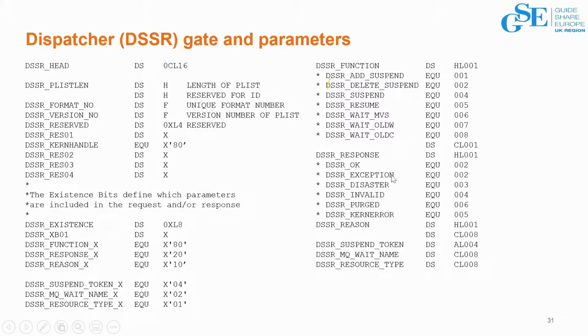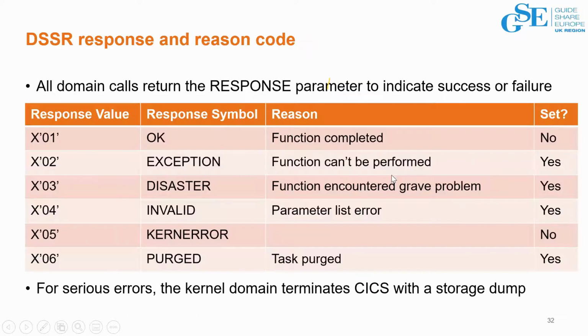And then there's response and reason codes, which we'll talk about in a minute. In fact, we'll talk about it right now. So the first thing to note, when you get a response from the kernel, is that we don't use the value of 0, 0. A normal response to an application request is a 0, 0, right? But we use 0, 1 to say that the function completed successfully, response is okay.